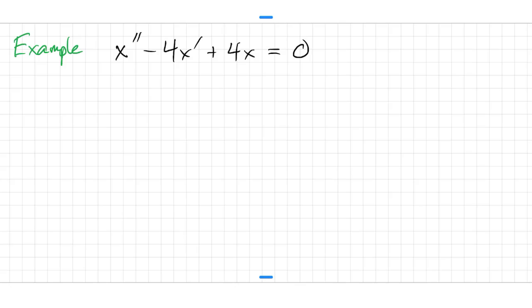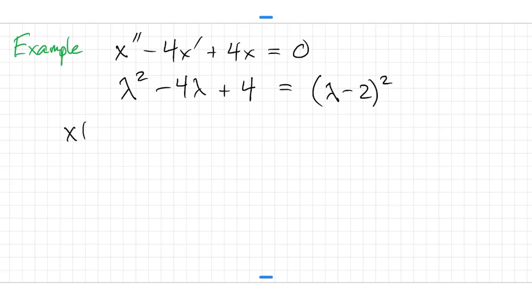Example, characteristic polynomial is lambda squared minus 4 lambda plus 4, which is a perfect square. So 2 is a double root. That means I need e to the 2t, and then times a c1 plus c2t.